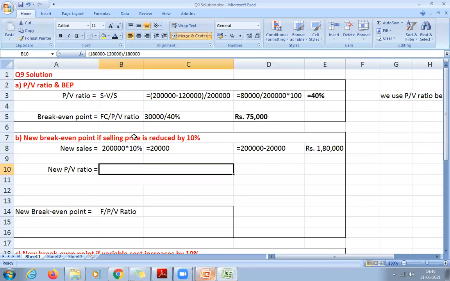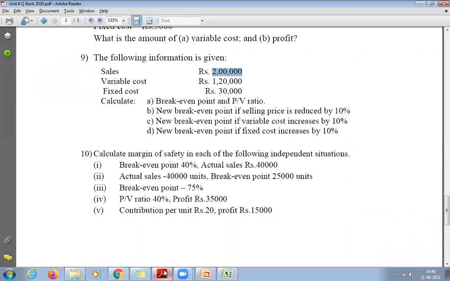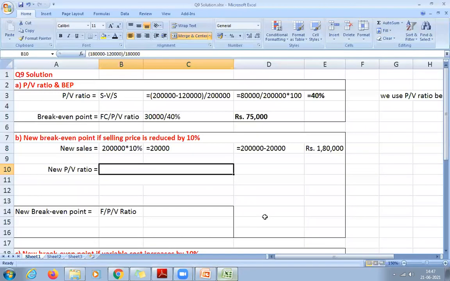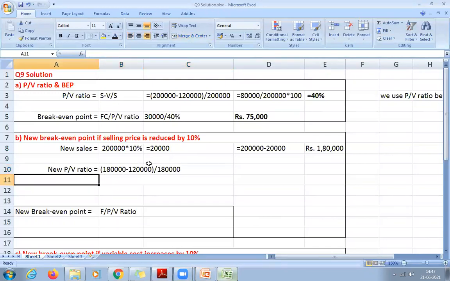So let us calculate PV ratio. PV ratio, what is the formula? Contribution divided by sales. So now we have to calculate new contribution because new sales is 1.8 lakhs minus variable cost. Variable cost is not going to change, student. It will be same. So variable cost will be 1.2 lakhs only. So 1.8 lakhs minus 1.2 lakhs, if you do, you will get contribution. Okay. So that you do and divided by sales. So again, sales is 1.8 lakhs. So calculate how much you'll get.